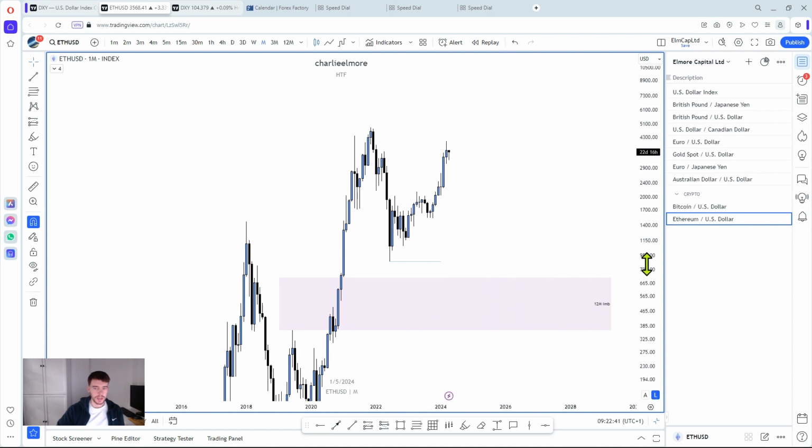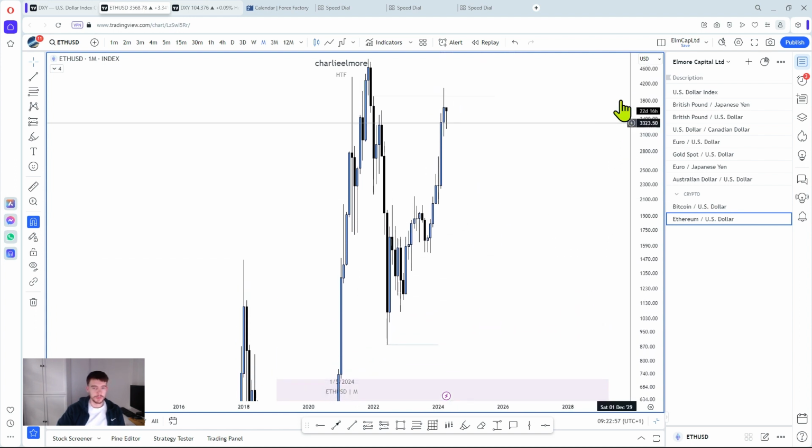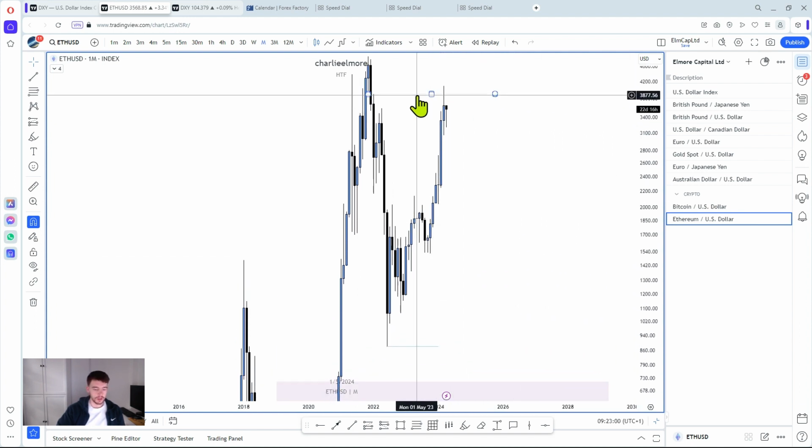But that's not to say that we have to react from it. From my experience, imbalances can be used as sort of a magnet for price. It doesn't have to bounce from it. It can just fill it and then continue. So that's why they can be used for targets as well if you are in a trade.